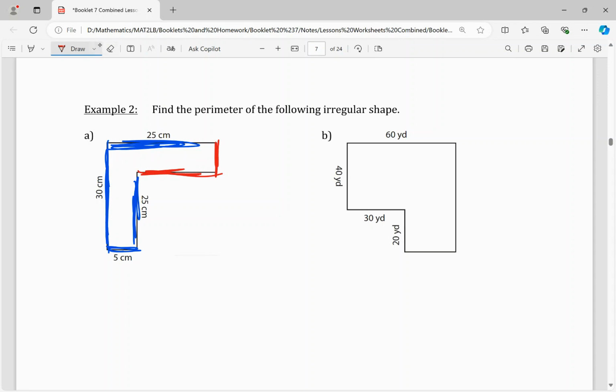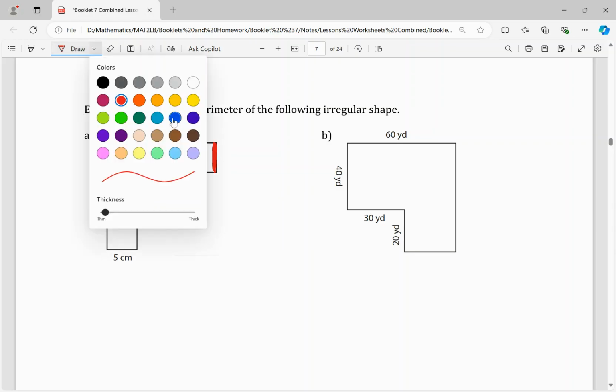Let's talk about how we might find all of the sides before we add them together. Let's begin with this tiny side right here in red. Now, when you're finding the length of an unknown side, what I want you to do is use the other sides that are parallel to it. What do I mean when I say parallel? Multiple sides are parallel to each other when they run in the same direction.